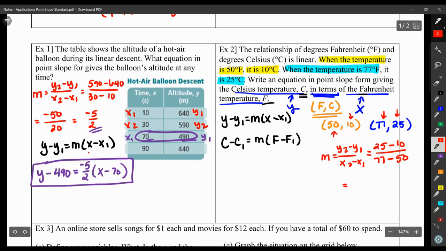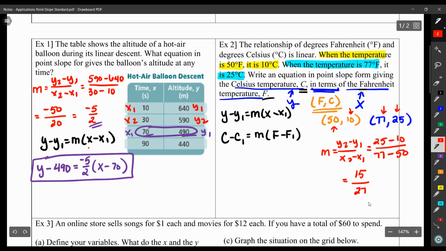And then let's see, 25 minus 10 is 15, and 77 minus 50 is 27. And if I simplify this down, I can divide both of these by 3, and you end up with 5 over 9. Okay, so there's my slope. Now again, it doesn't matter which coordinate you pick, so let's pick this first one. We're going to write our point slope with that.